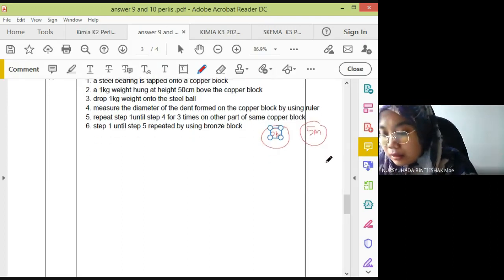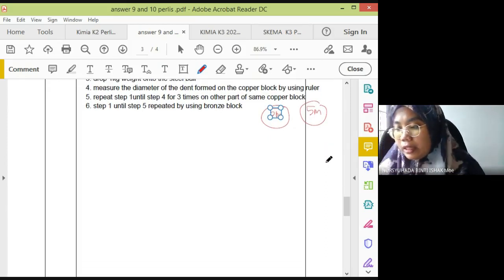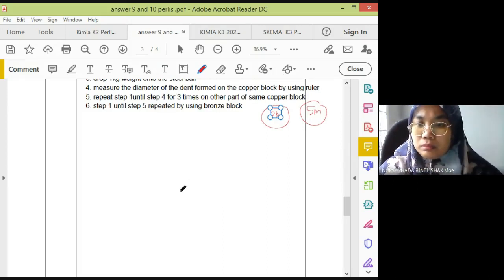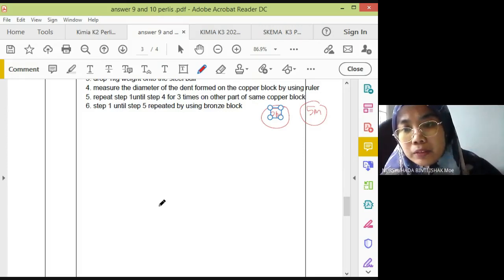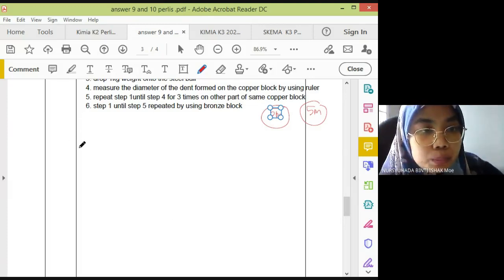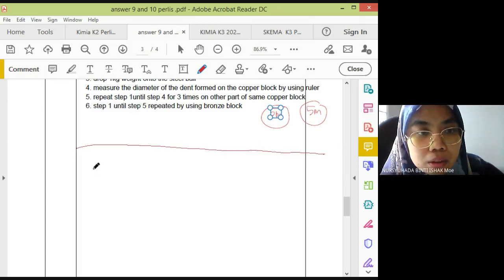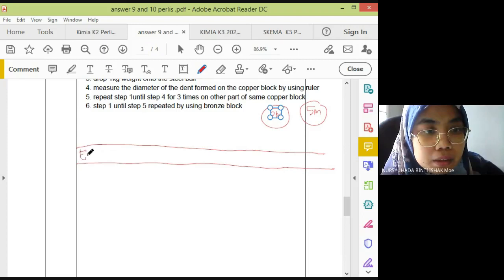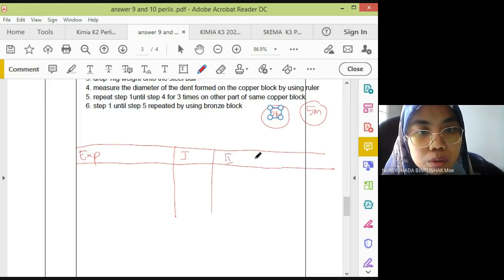Okay, next. Okay, then procedure, then dia minta apa lagi? Okay, dia minta kamu tulis, tak payah sampai achieve constant. 3 kali cukup, nanti kita cari average. Okay, now kita buat macam mana? Buat jadual. Okay, jadual dia pertama. Okay, eksperimen. Eksperimen 1, 2, 3 and then average. Okay, eksperimen 1.